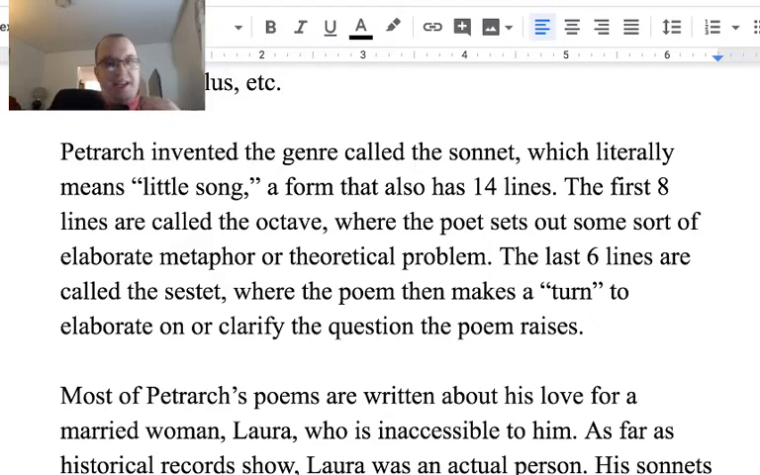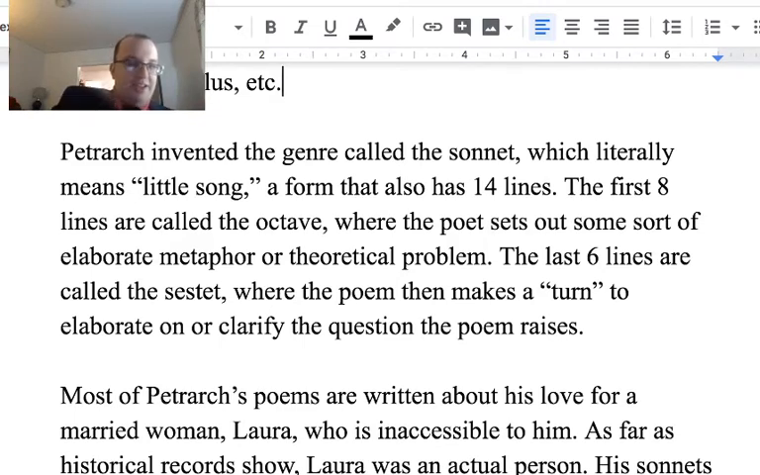Usually what the octave does is it sets out some sort of theoretical or metaphorical problem. We'll talk more about Petrarch's themes in a second. Then the last 6 lines of a sonnet are called the sestet. The sestet is where the poem seeks to resolve the problem that it set out in the first 8 lines. They call it a turn.